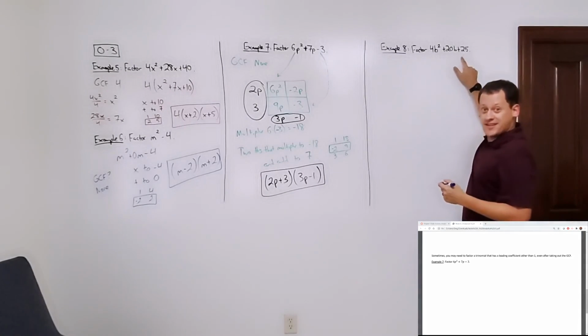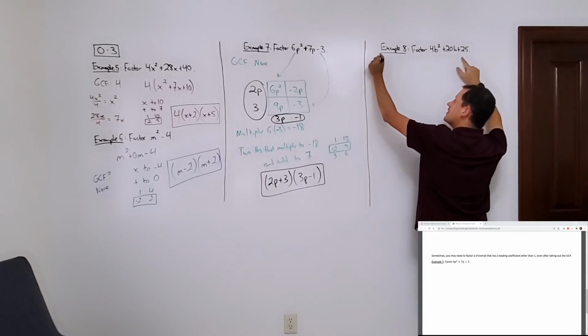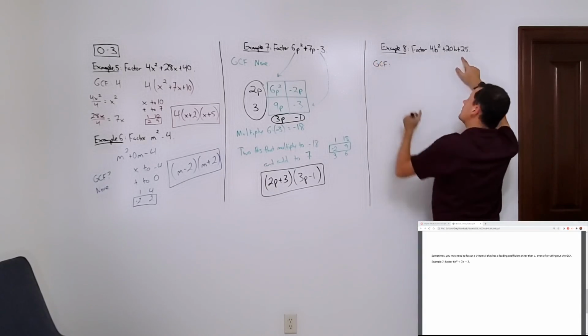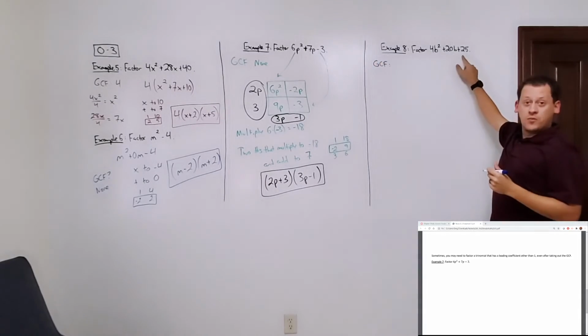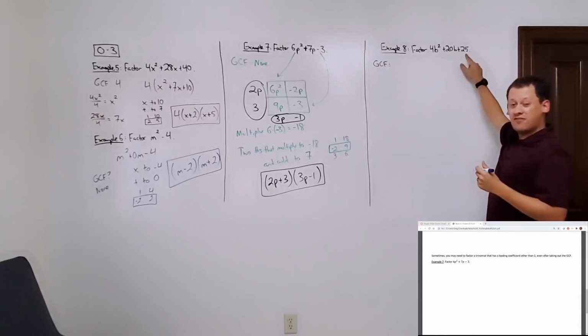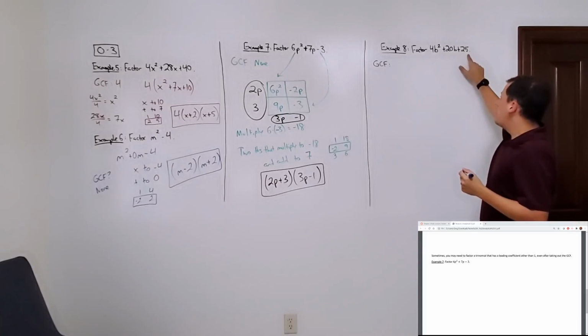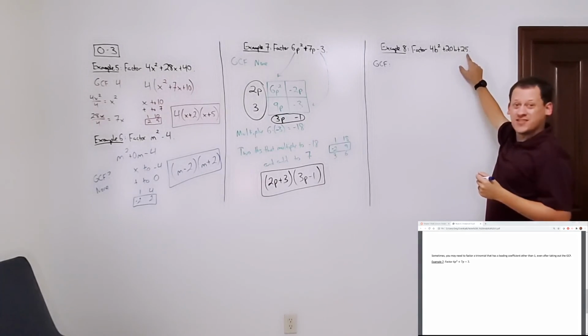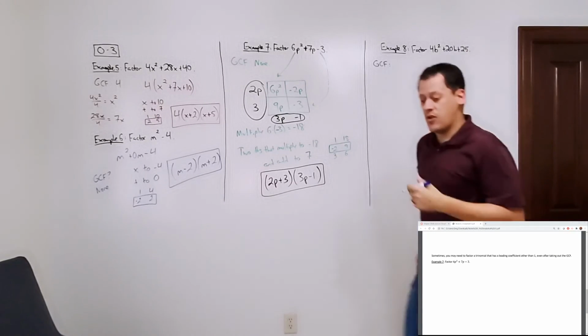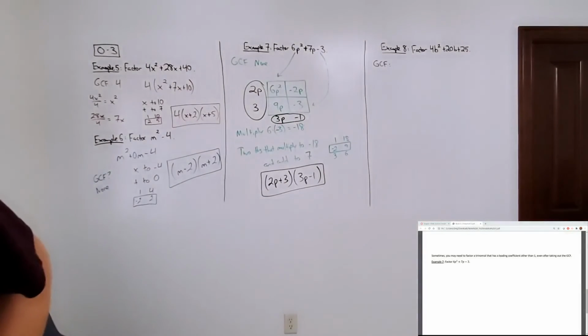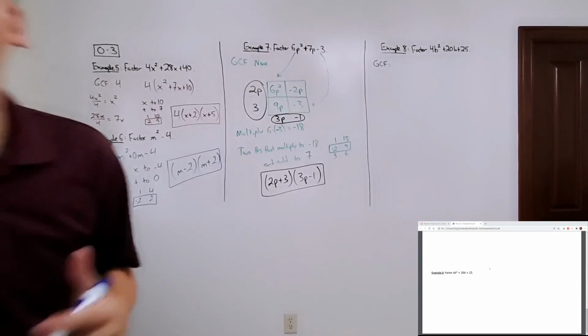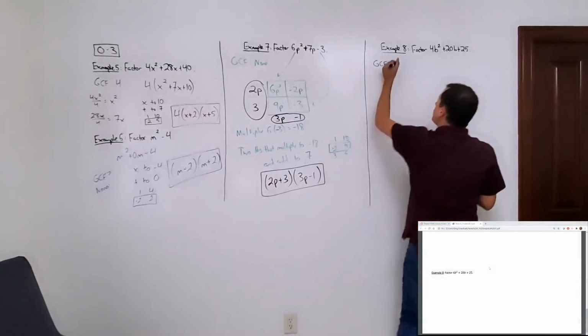GCF first. We want to factor this. Look for a GCF. Any numbers that we can divide 4, 20, and 25 by? Nope. Can we pull out a b? Nope, this is just 25. So, there's no GCF here. My apologies, I should have scrolled this down a little bit more. This is the last example in our notes here. No GCF.